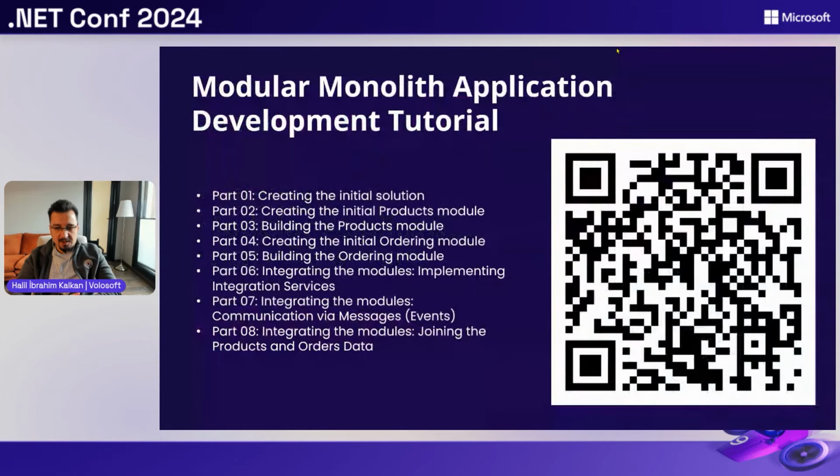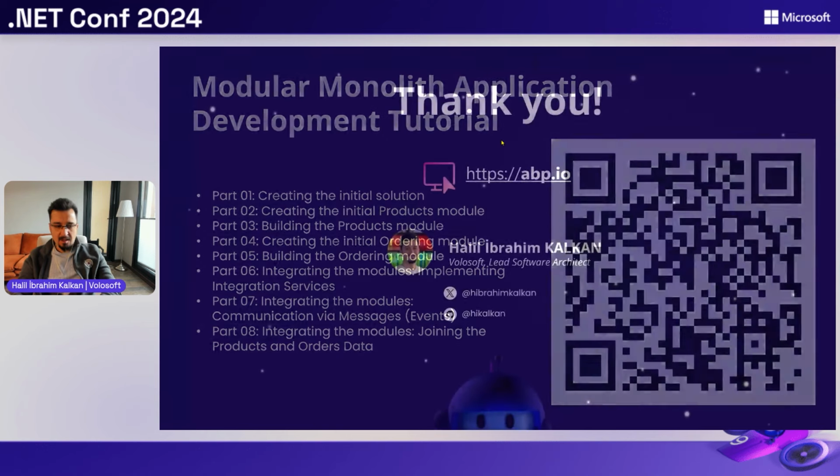In this presentation, I just showed how to create modules and install them to an application and make it all run. However, if you wonder how to build functionality in these modules, you can scan this QR code and check the modular monolith application development tutorial we have created in the ABP IO documentation. If you cannot scan that, just go to the ABP IO website, go to documentation, and you can easily find it under the tutorials.